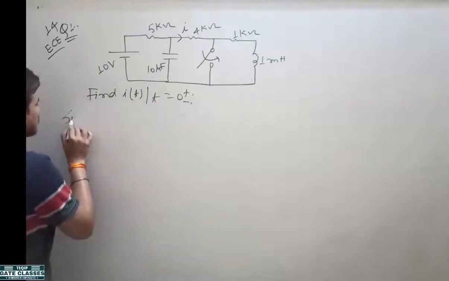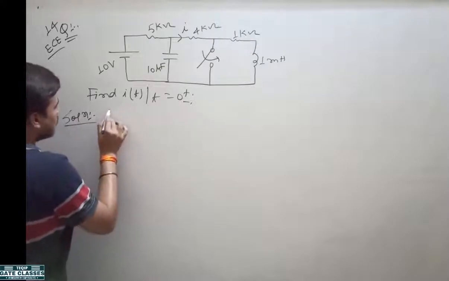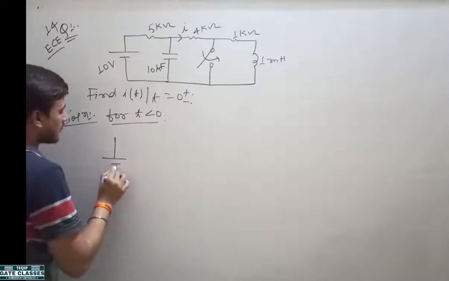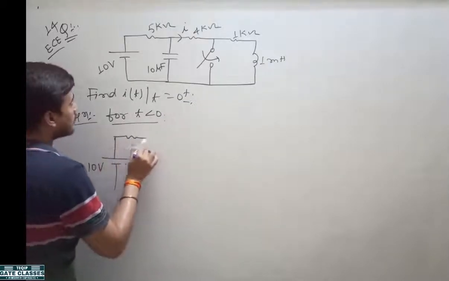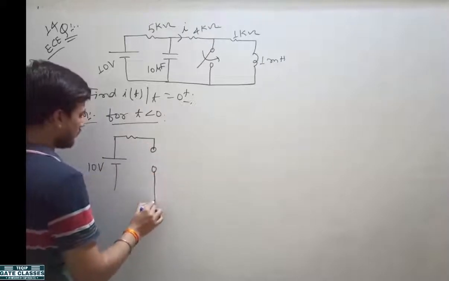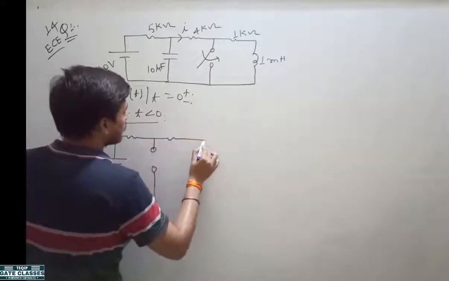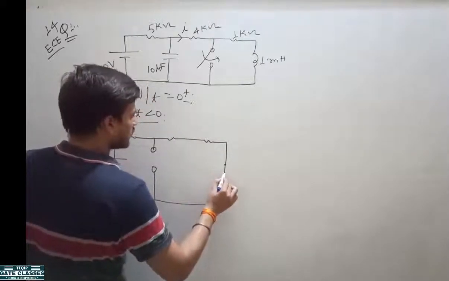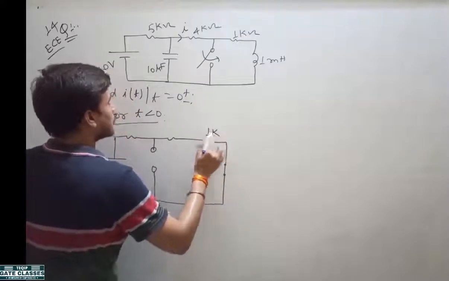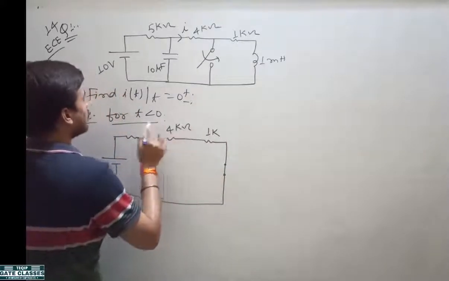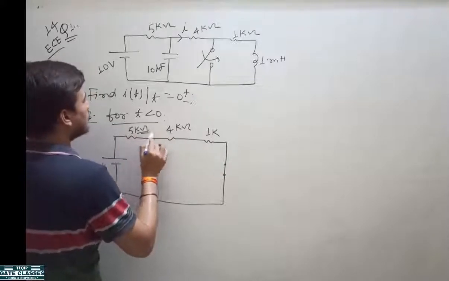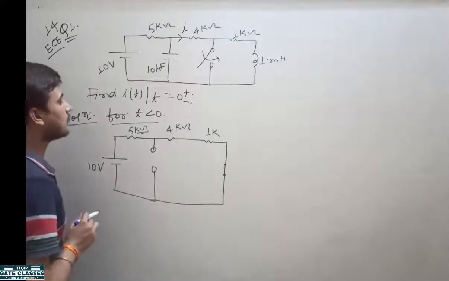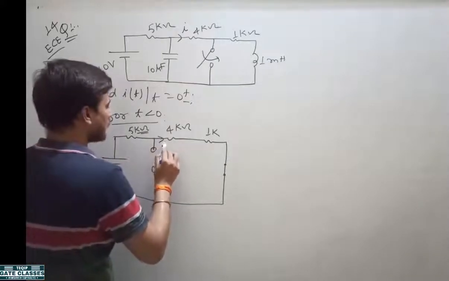Come to the solution. Let us draw the circuit for t less than 0. Here it is 10 volt. Here it is 5 ohm. Here the capacitor will be open circuited. This inductor would be short circuited. 1 kilo ohm, 4 kilo ohm, and 5 kilo ohm. Clear? Here the current is I.